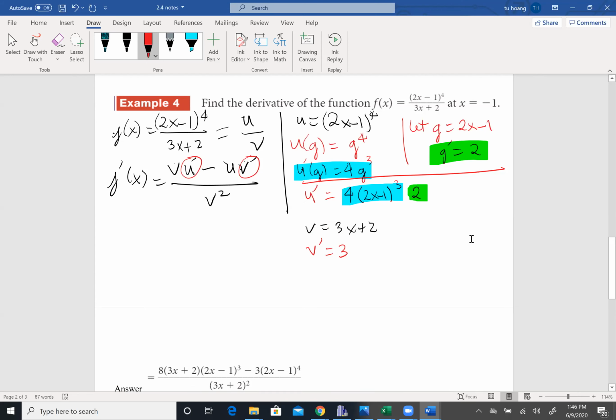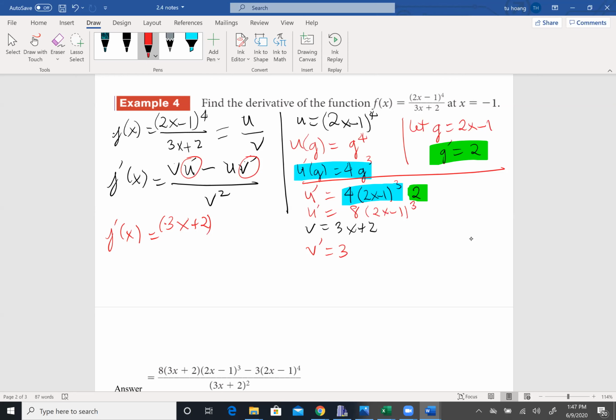Okay, and I need to simplify the u prime. What is that going to be? U prime equal to what? 8 times 2x minus 1 to the power 3. Okay, so let's apply this. I have f prime of x will be equal to v, which is what? V is 3x plus 2. Don't forget the parentheses.